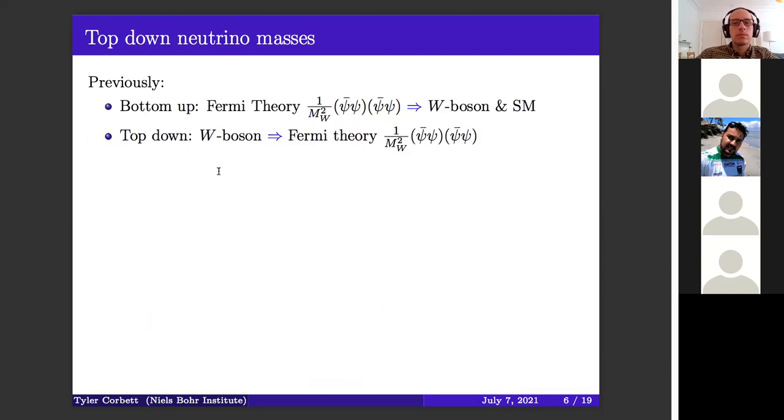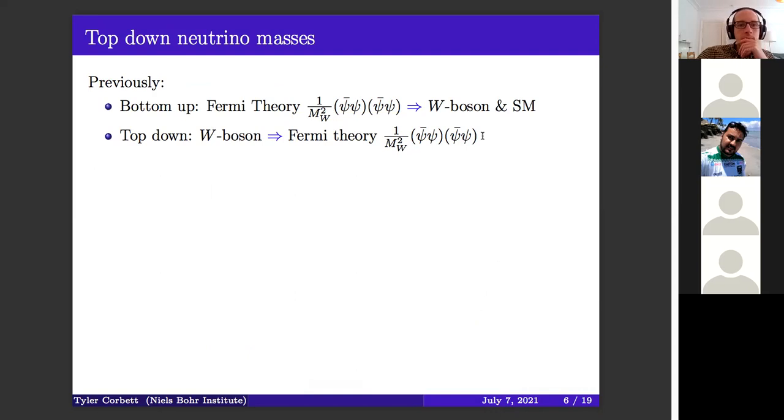So previously I talked about bottom-up theory. Fermi writes down an operator that we now know is the W boson, or a reflection of the W boson at lower mass scales. And then from the top-down perspective, we can say, I know the standard model, I can integrate out these W bosons and get the Fermi theory.